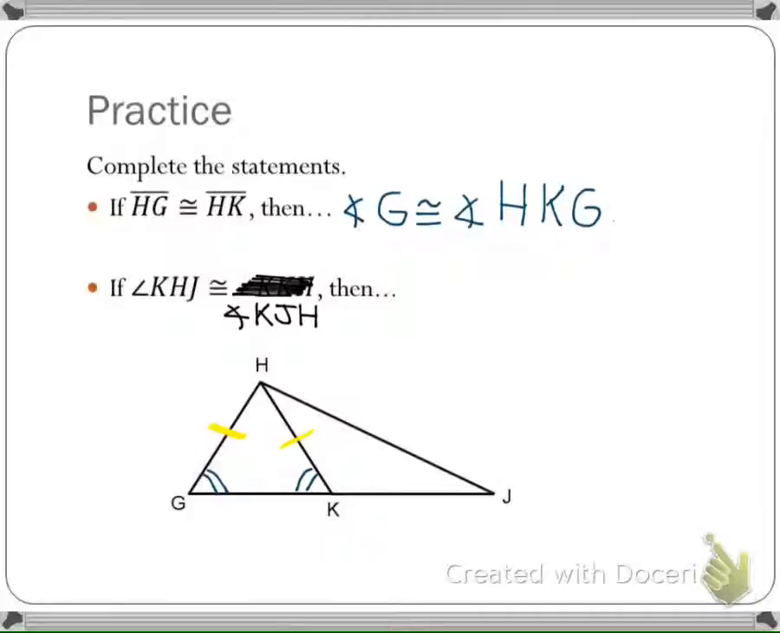The next one says if angle KHJ, be this angle, and KJH, which would be the other angle, are congruent. Now I'm going to say that the sides are congruent. So the sides opposite them would be HK and JK. Because the angles are congruent, the opposite sides are congruent. And that would be the converse of the base angles theorem.